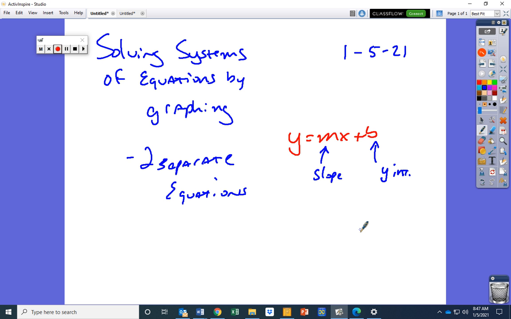You first have to have the y-intercept. What does the y-intercept mean? That's where the line crosses the y-axis. This is where the line crosses the y-axis.